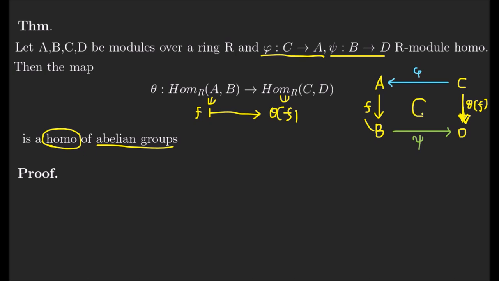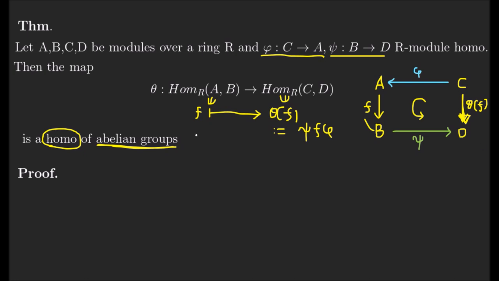Okay, so let's draw the commutative diagram. Then we can consider whether the map is well defined. This theta f is phi, then goes through f, and then finally goes to psi. So if this map is here, then this is clearly an R-module homomorphism from C to D, and this is well defined, and this is a homomorphism of abelian groups.